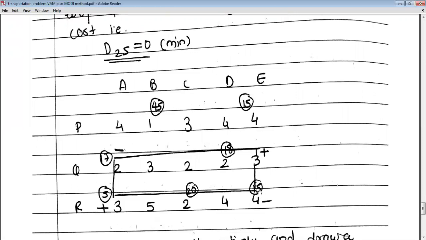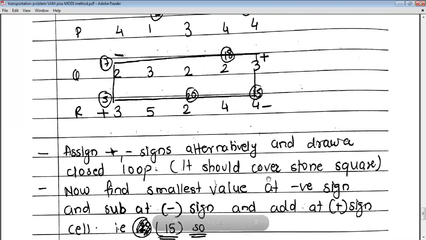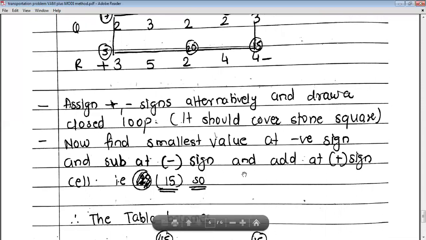So what you'll do is subtract 15 at the negative sign places and add 15 at the positive sign places. So in this case, 15 will be added at this water square, it will become 15. Here 17 minus 15 will become 2. Here the plus sign is there, so 5 plus 15 will become 20, and here 15 minus 15 will become 0. So you'll get a new allocation table. So here you can see I've written: assign plus minus signs alternatively and draw a closed loop which should cover the stone squares, and find the smallest value at the negative sign and subtract it at the negative sign and add it at the plus sign. So we have got 15 here.